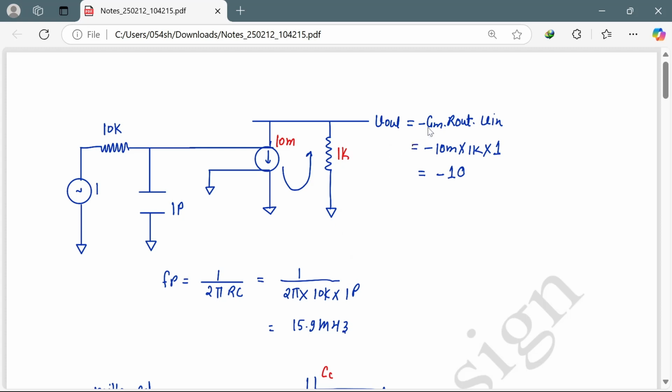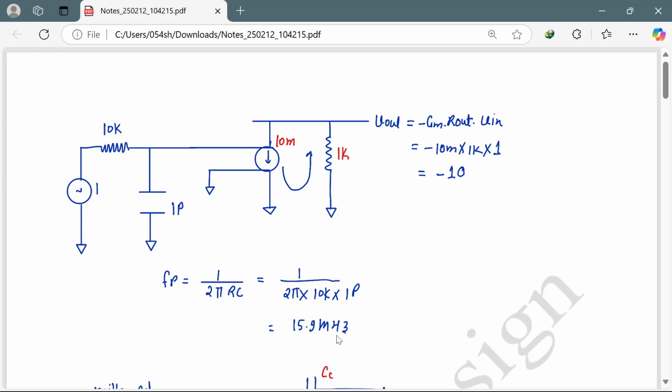And what will be the gain? Gain will be nothing but minus gm into R out into V in, because this current will flow from this direction, so this will be plus and this will be minus. So it has an inverting gain. What will be the gain? Minus 10 millisiemens into 1 kilo ohm into 1 volt AC magnitude, so it will come as minus 10. In dB, it will be 20 log of gain 10, so it will come 20 dB of gain. So the theoretical value of this pole frequency is 15.9 megahertz.